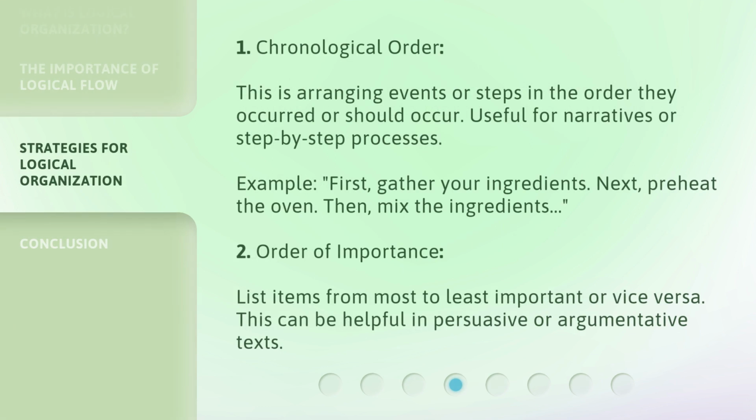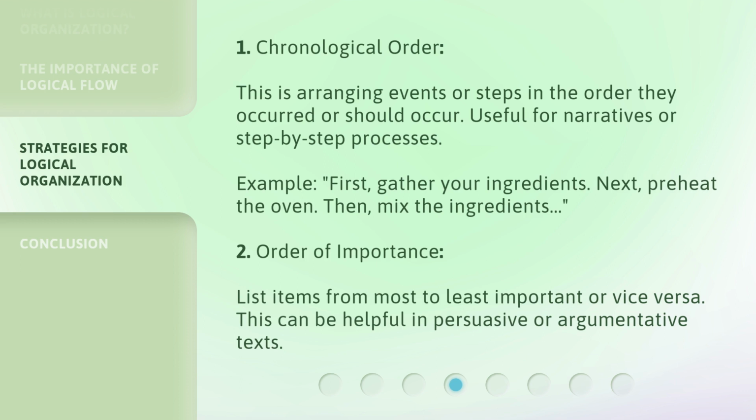1. Chronological order. This is arranging events or steps in the order they occurred or should occur. Useful for narratives or step-by-step processes. Example: first, gather your ingredients. Next, preheat the oven. Then, mix the ingredients.